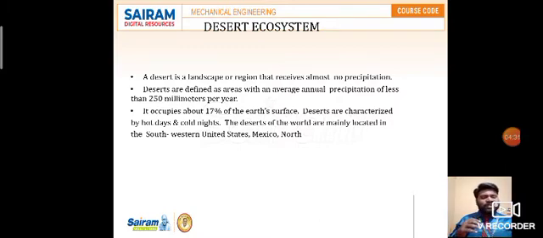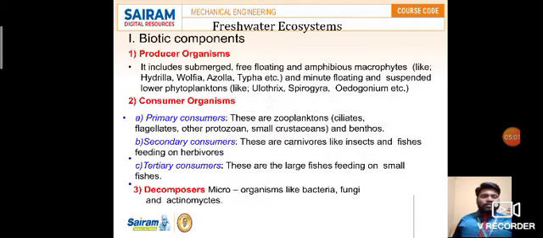On hot days it is extremely hot, and during the winter season it is extremely cold. In that way deserts are characterized, and the different deserts of the world are mainly located in the southwestern United States and Mexico. These are the different places where you come across the desert ecosystem. Now let us move on. We'll see the biotic components, as I told you: producer organisms, consumer organisms, and decomposers. The first one is in fresh water, which we are going to see.